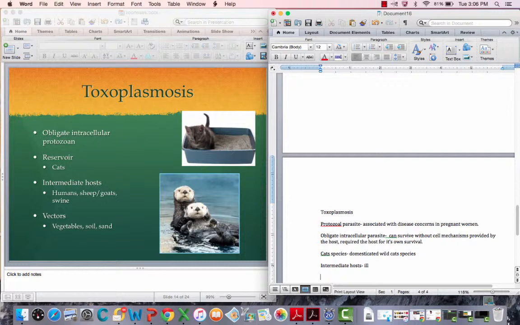So the way it tends to work is the cats shed the oocysts, and they do so into areas where they defecate. So sandboxes are a real issue. Gardens tend to be a problem. And so the actual oocysts remain present in the soil, sand, and even on the surface of vegetables potentially grown in the garden, if there's soil attached to them.